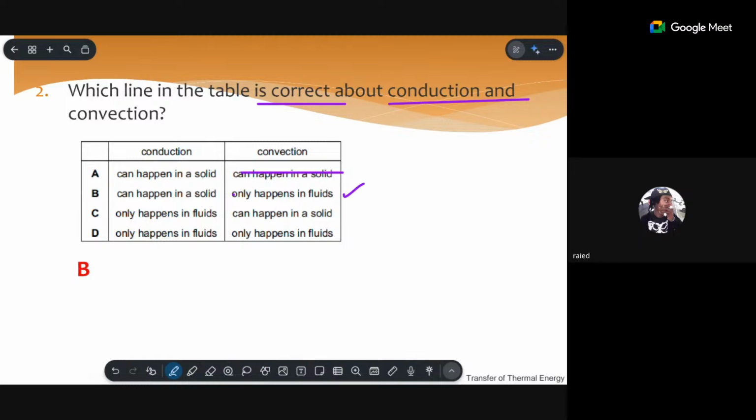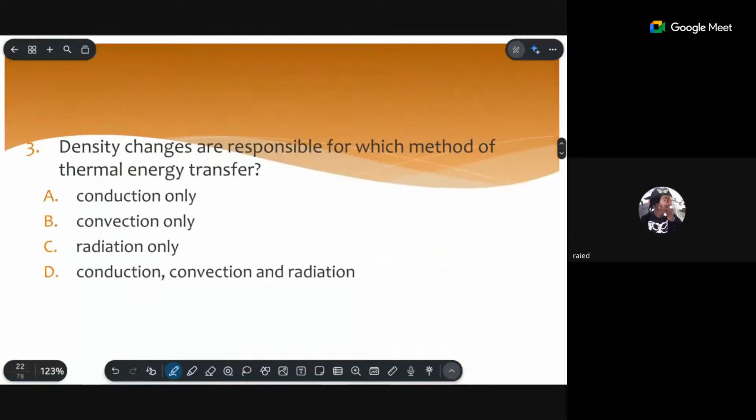Conduction only happens in fluids? No, totally incorrect. So that is why this option is discarded. Only happens in the fluid? No, this option is incorrect again. So option B is correct. So these types of questions are asked for you.